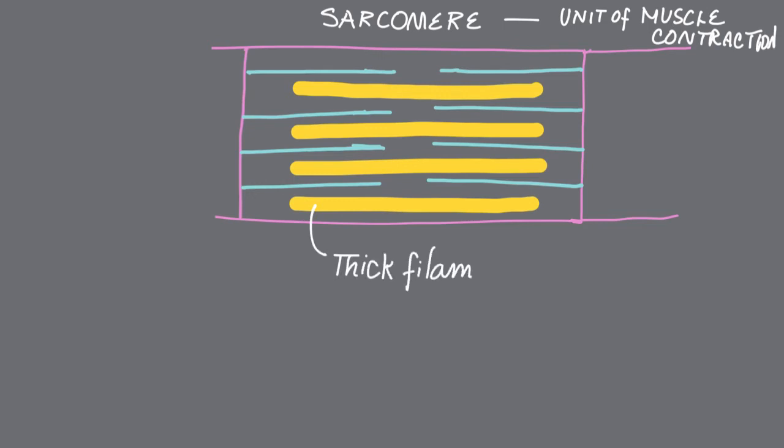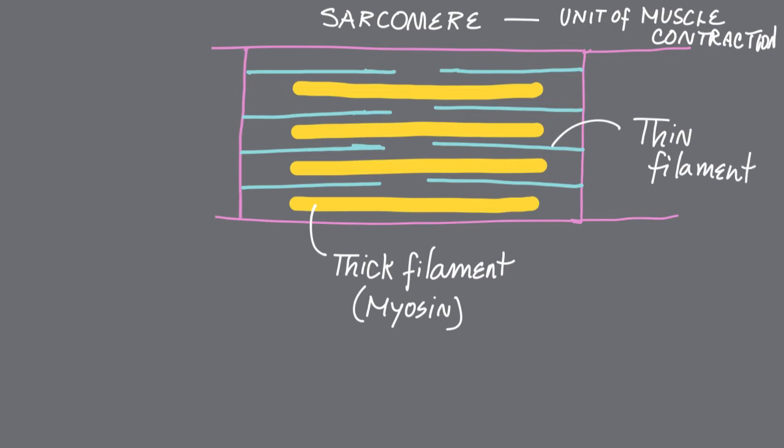The thick filament is shown in yellow, and it is made up of the protein myosin. The thin filament, shown in blue, is mostly made up of actin. It is actually made up of three different proteins: actin, troponin, and tropomyosin.